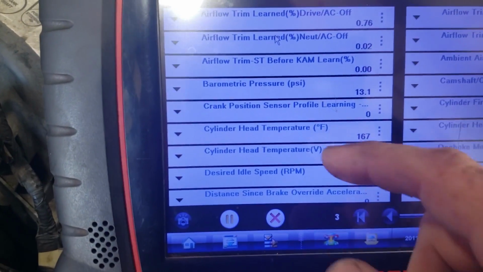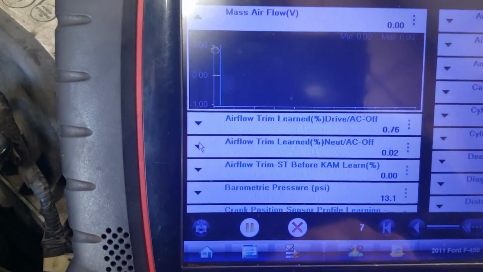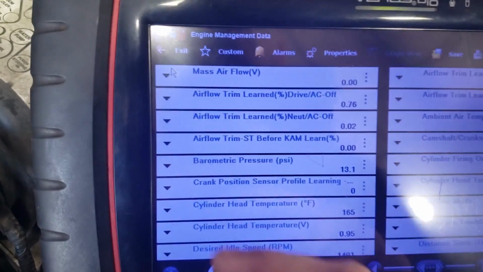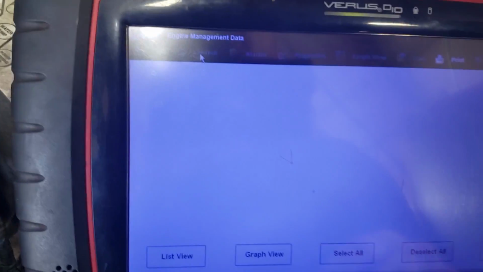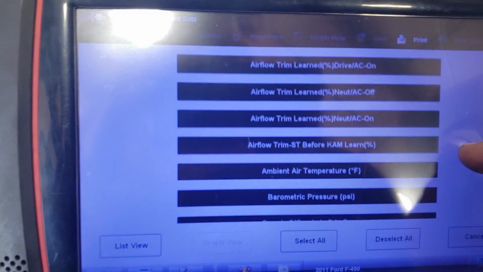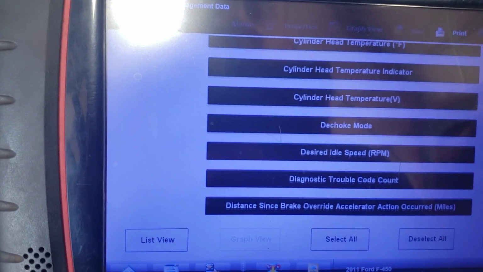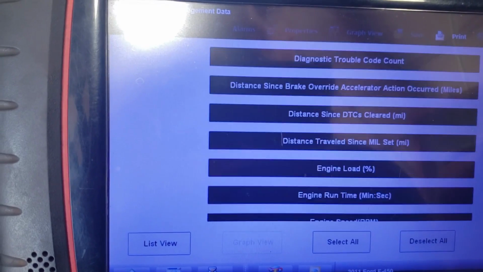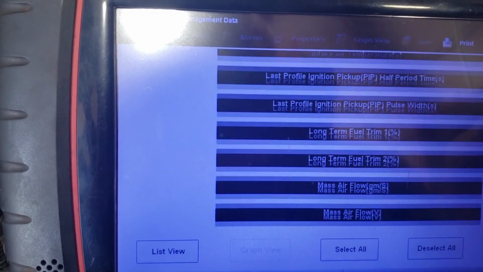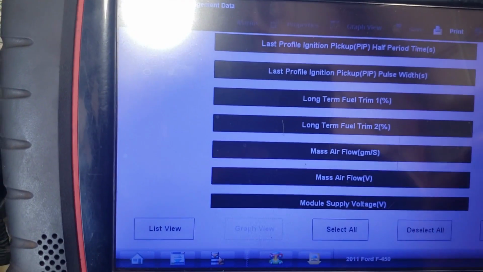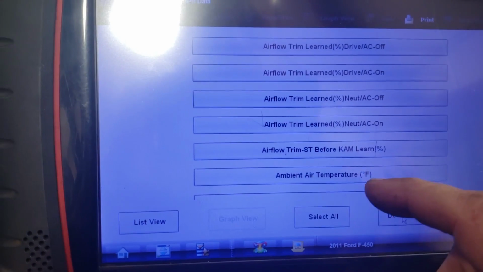And now one more piece. So let's scroll up, find that MAF. Look, mass airflow voltage 0. Now here's the weird part, and I don't know if this is a Snap-on thing or not. But if I go to the custom data display, the data parameter for mass airflow voltage is not there. The only one that's there is the mass airflow grams per second. Look at that. Oh no, it is there, Rich. I didn't see that. It wasn't there the last time I looked at this.